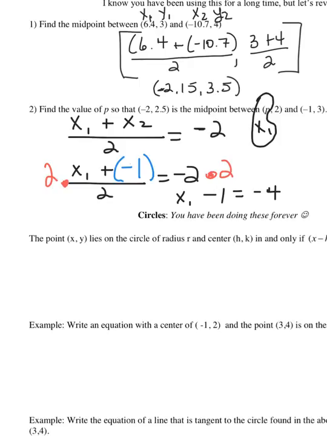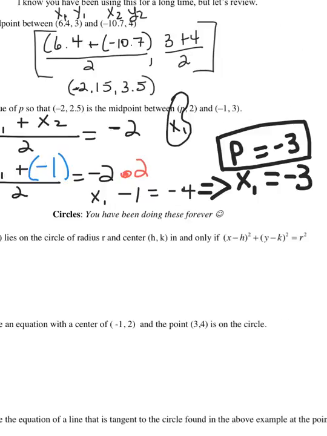x1 minus 1 equals negative 4. Now all I have to do to solve for x1 is add 1 to both sides, and that's going to leave me with x1 equals negative 3. So my final answer in this problem is that p equals negative 3, because when I solved for x1, I got that x1 equals negative 3.